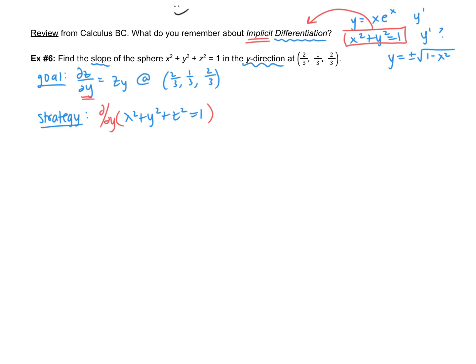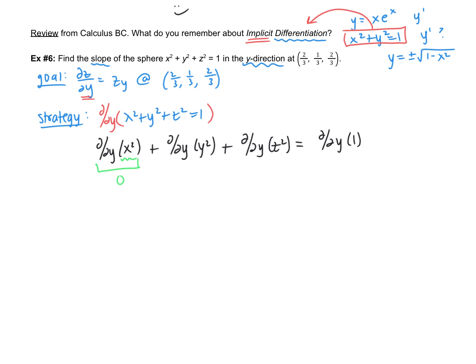Okay, so when we do that, here's what that gives us. I have to differentiate with respect to y, x squared. Then I'm going to differentiate with respect to y, y squared. And then I'll differentiate with respect to y, z squared. And I'll differentiate with respect to y, 1. And we can do that because when we're taking the derivative of functions that are being added, we can split up that derivative. Well, we know that x squared in this case is a constant, or x is a constant, so all of this is 0. 1 is a constant, so all of this is 0.